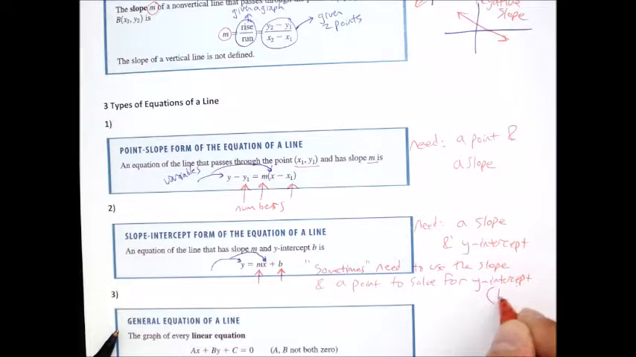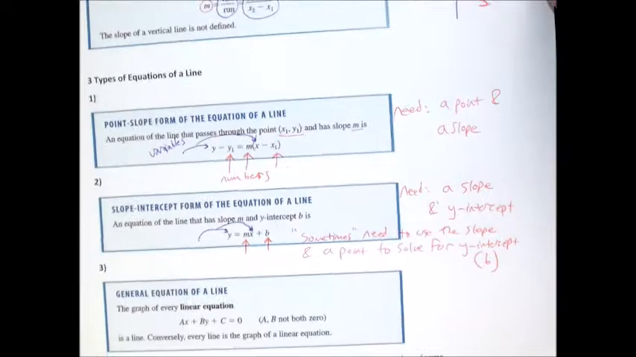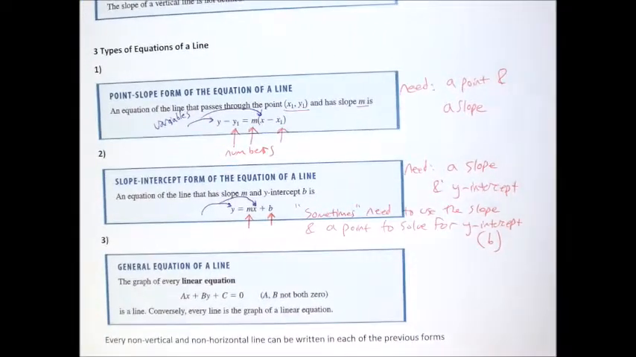That's the b in the equation. So sometimes, quote unquote, usually all the time you need to do that. And then the last form on this page is called the general form.